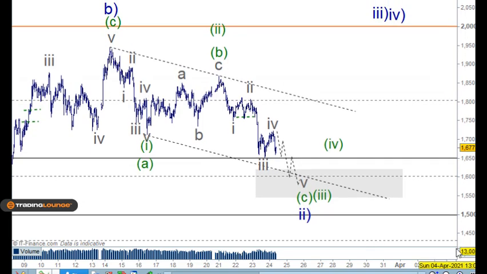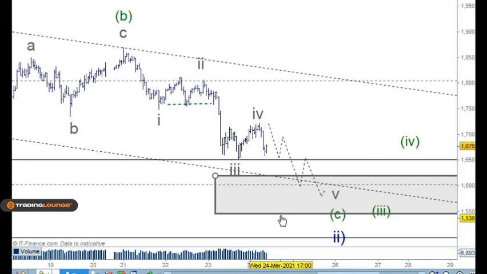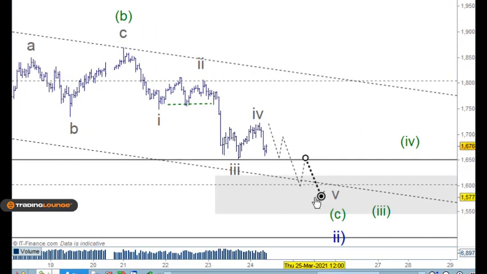So anyway, the takeaway is that we're tracking 2 counts. The wave 2 count here is possible. And if it is the case, then you know that from wave B here, we've got 1 and 2 and 3 and 4 and 5. So all you need to do, if that's the case, is 1, 2, 3, 4, 5. You just need to count those.